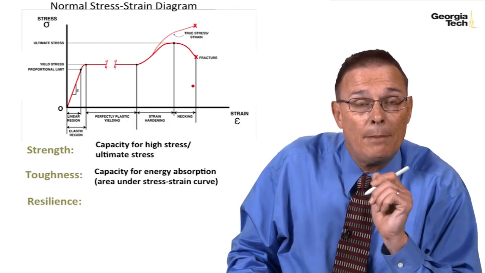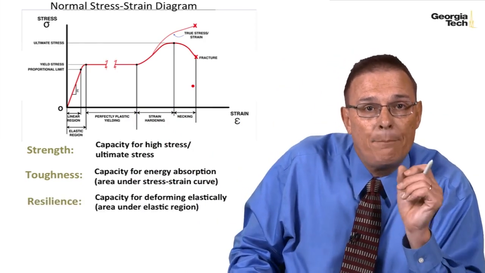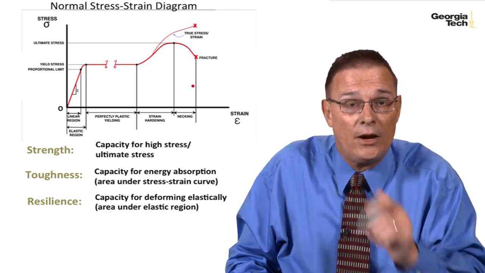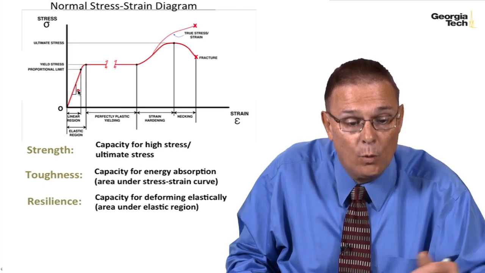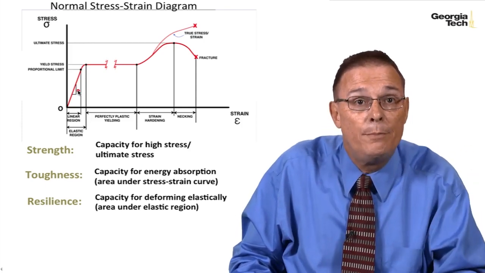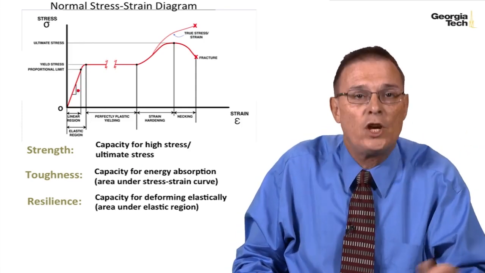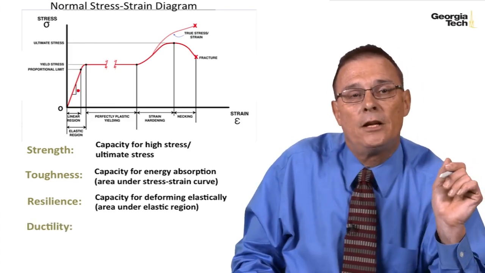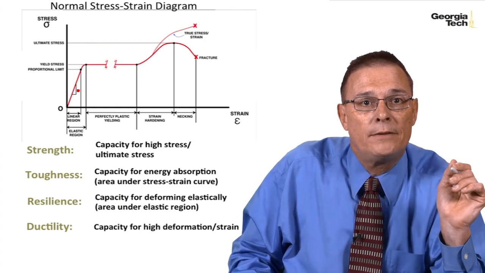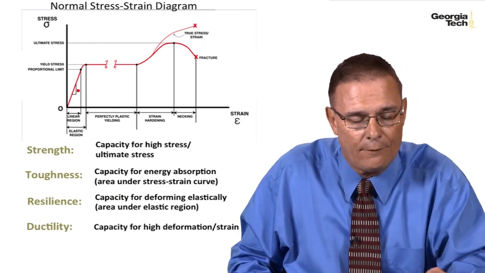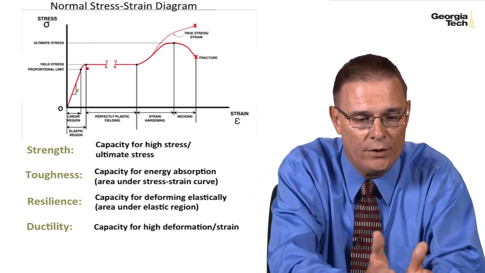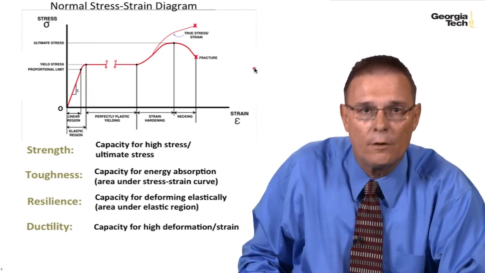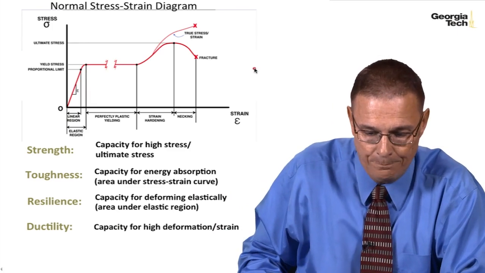Another property we talk about is resilience, and that's the capacity for deforming elastically, which is the area under this elastic region, where the material can continue to be bounced back to its original shape. That's the resiliency of the material. And then we talk about ductility. We've talked about it quite a bit now. That's the capacity for high deformation or strain, and so that's when this stress-strain curve becomes very, very long, with lots of strain for very little increase in stress.